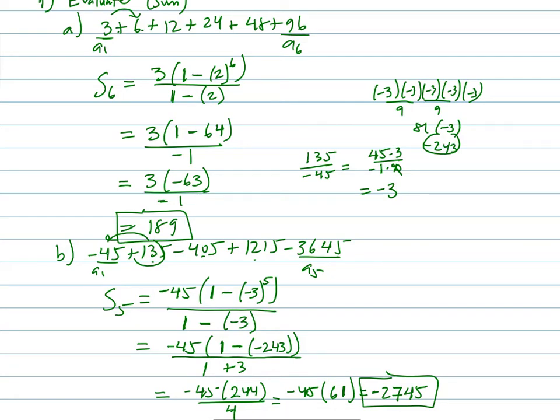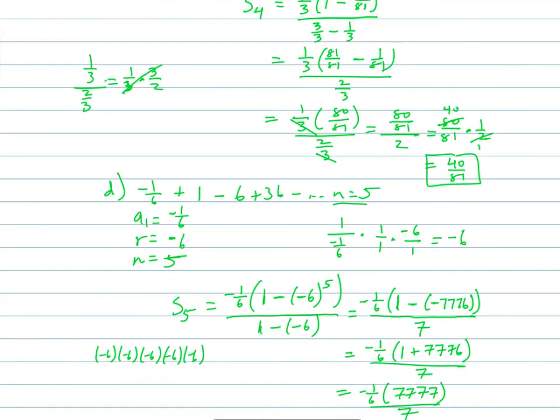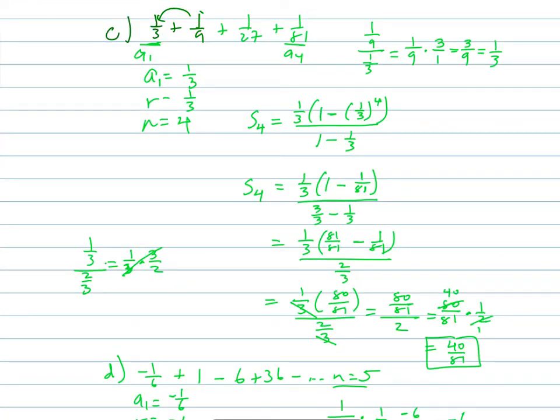Okay, moving on to letter C. Let's say we got 1/3 plus 1/9 plus 1/27 plus 1/81. And you could add these up with common denominators, but let's practice, because obviously sometimes these will get much longer. Like if I said n equals 30, you wouldn't want to just add them up.